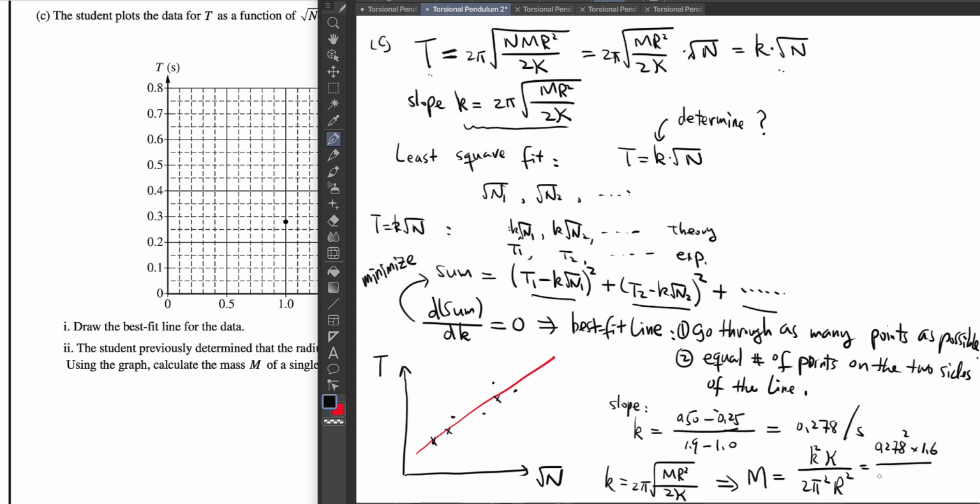Okay, let's plug in the numbers. 0.6 for kappa. The radius is 0.2 meters. It's 0.2. Yeah, let's confirm that. And the answer is 0.16 kilogram. Okay, so that's part 2 of question C.